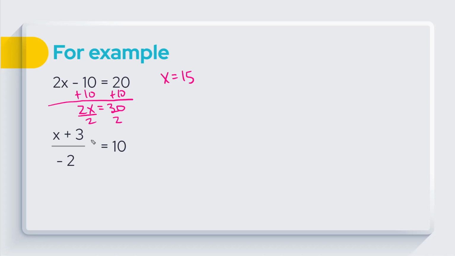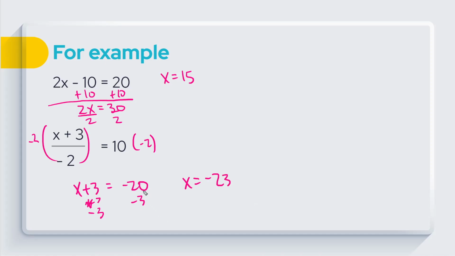Here's another example of a two-step equation. Here, we have to first multiply by negative 2. Then we get x plus 3 equals negative 20. Subtract 3 from both sides, x equals negative 23. I hope I did my math correctly there and I did not embarrass myself.